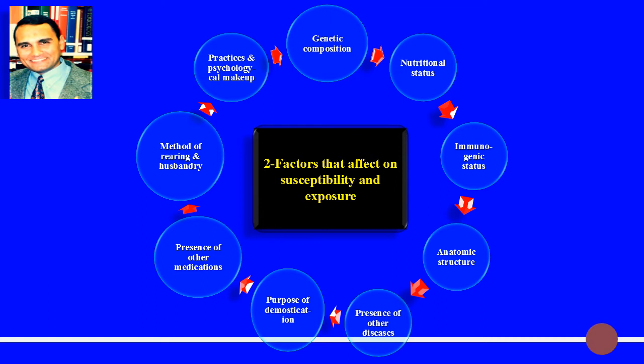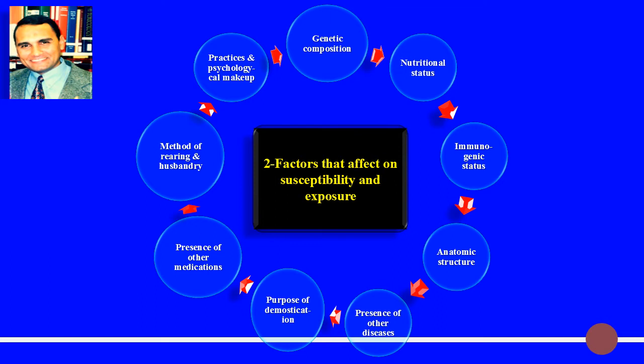Anatomical structure of certain animals, such as the esophageal groove in calves: if we feed them from the bottle, enteritis may occur due to non-digested bulk of milk or curd of milk occurring in the rumen, not going to the abomasum.